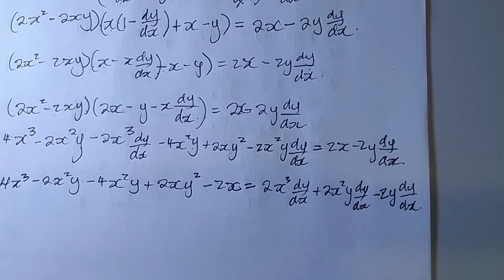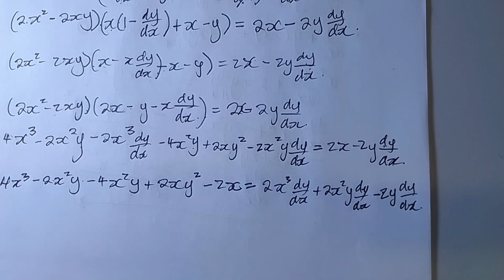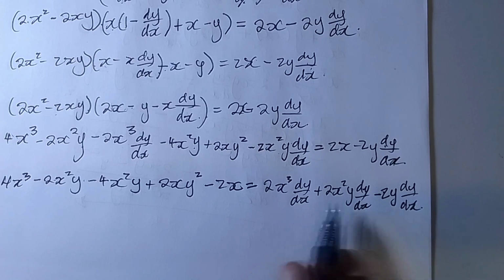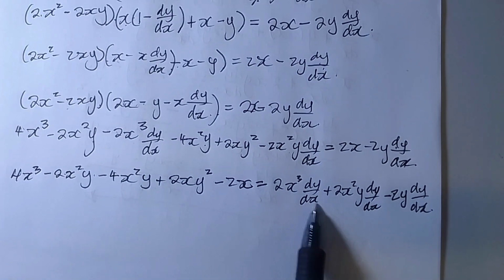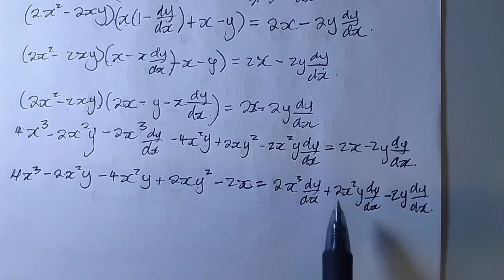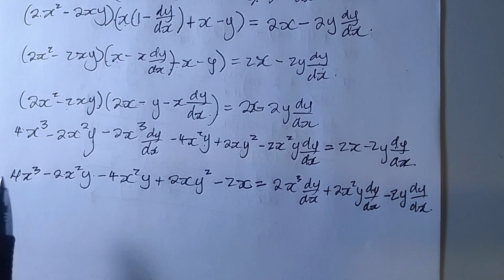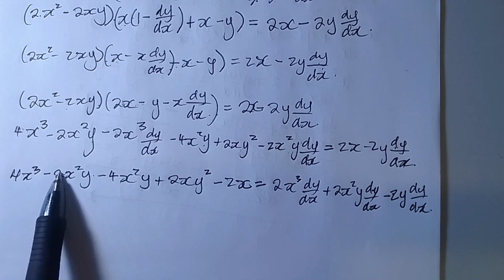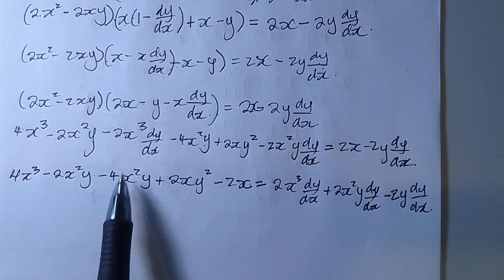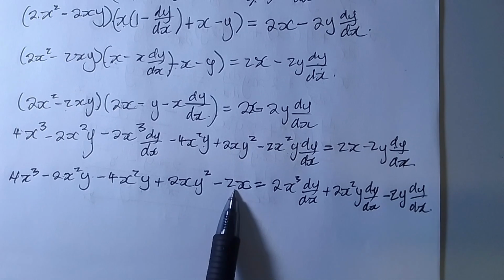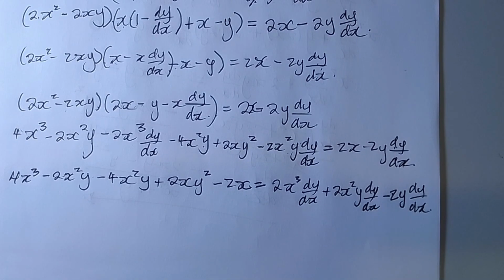Okay. Now we need to take out dy/dx as a common factor from these guys, and this has a factor of 2, this has a factor of 2, this has a factor of 2, this has a factor of 2. This is going to be 6, and it will have a factor of 2. This has a factor of 2, this has a factor of 2. So let's just take out 2 from the entire thing.